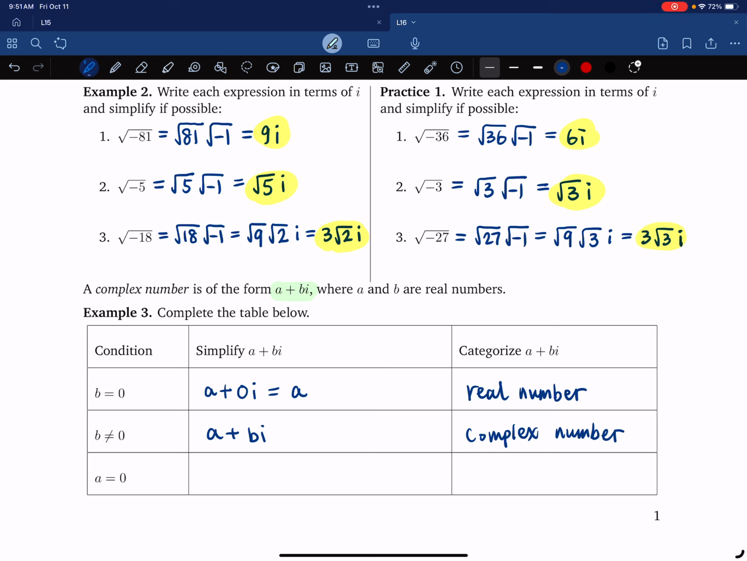And of course, you might say, what happens if a is 0? So that's the third condition. If a is 0, we have 0 plus bi, and that simplifies to bi. What is bi? It's pure imaginary. Or you could just say imaginary, because it doesn't have the real part anymore, which is represented by a. Our a is 0. So here are the 3 kinds of complex numbers that you might see starting this handout.